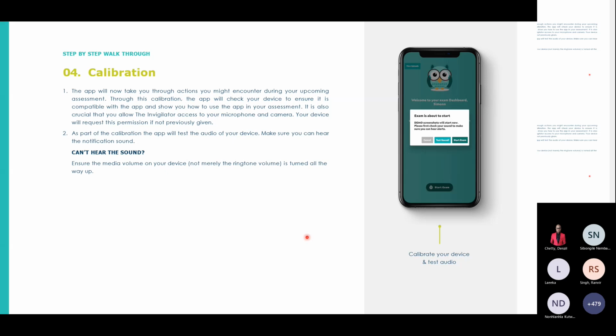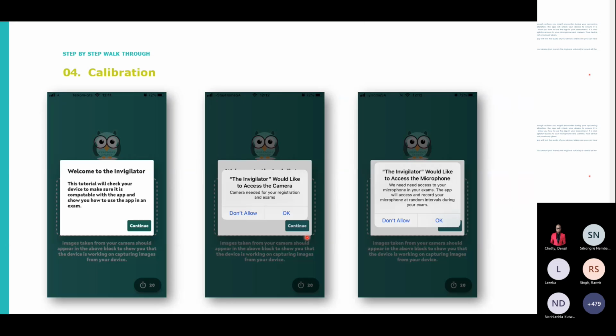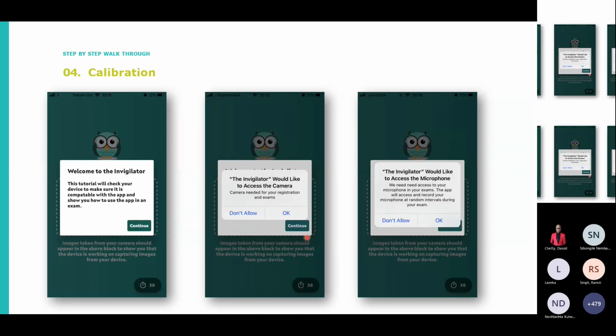The next stage is the calibration. Remember, this app will use your microphone, it will use sound, and it will use your camera. So make sure that all of these items on your phone are working and that the app has access to these devices. The first thing it will do is take you through a whole calibration test. The first step is a message to check that your device is compatible. It will ask for access to your camera, and it will ask for access to your microphone.